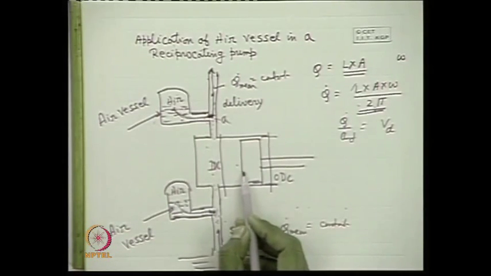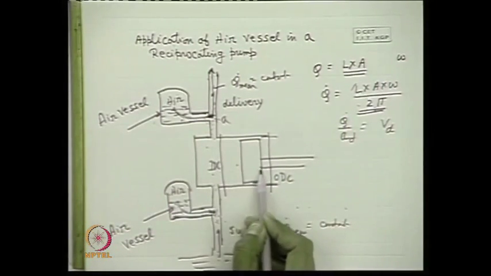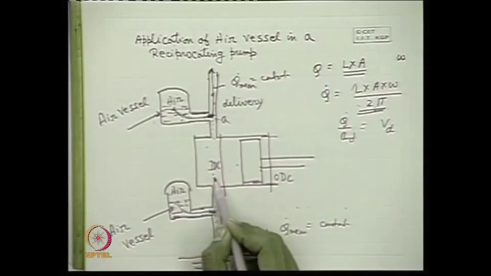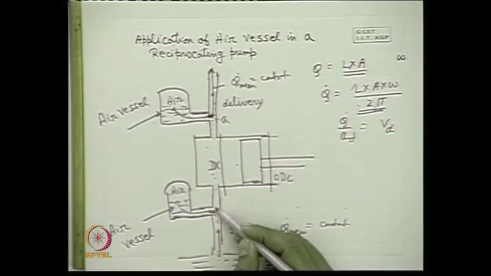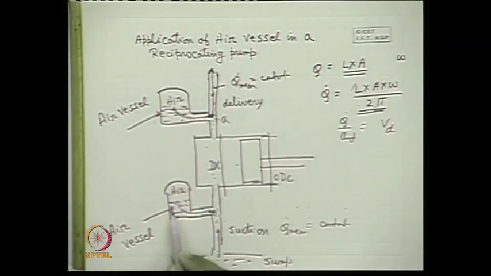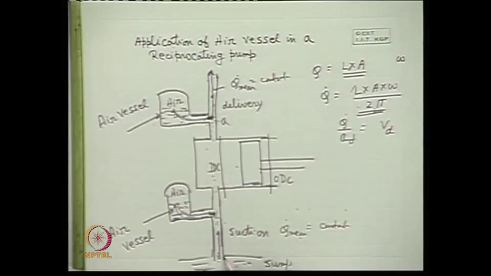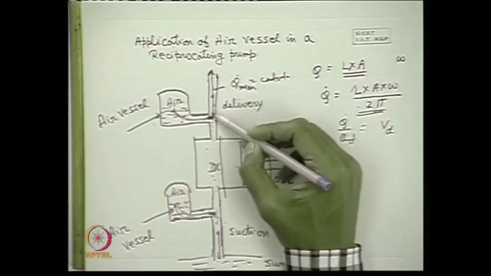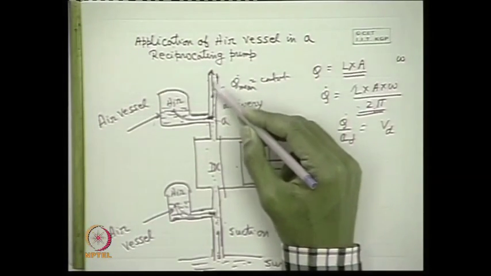Similarly, in the latter part of the suction stroke, when the pressure here increases, the flow rate to the suction pipe decreases. But with the air vessel, the pressure rises here, so water goes to the air vessel, so that the same amount of flow is taken from the sump by the suction pipe. Therefore, through this part of the suction pipe, always a uniform flow comes from the sump. Similarly, through this part of the delivery pipe, always a uniform flow comes.